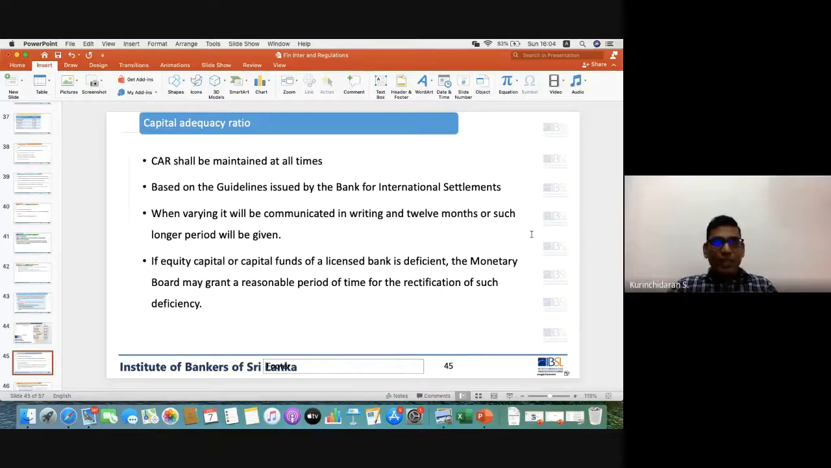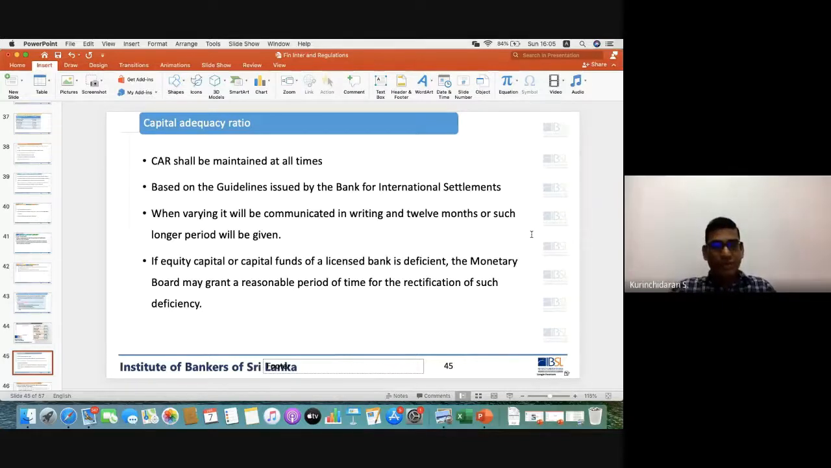Okay. So capital adequacy ratio. What do you mean by capital adequacy ratio? Earlier also I explained slightly. How much capital a bank should keep with regard to its risk-weighted assets. It can be 4%, it can be 8%, or it can be 5%, 10%. There are different requirements from time to time, which the monetary authority or central bank requires banks to have. But the capital adequacy ratio, we call it CAR, shall be maintained at all times. If the central bank says your capital adequacy ratio is 8%, you have to maintain this 8% all the time.